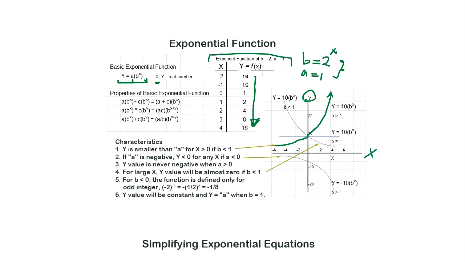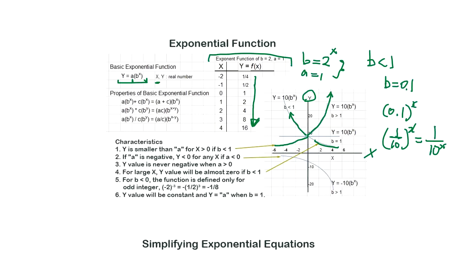So what happens if b is less than 1? Well, actually, for negative x, it increases exponentially, and for positive x, it goes to 0. So what happens is, if b is like 0.1, right? So 0.1 to the x. 0.1 is 1 over 10, so that turns out to be 1 over 10 to the x power, right?